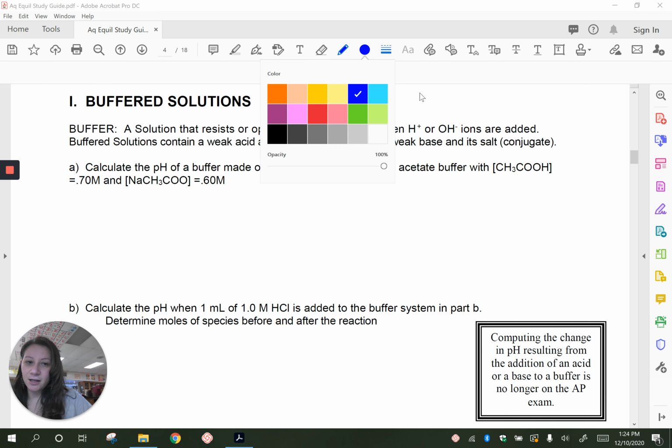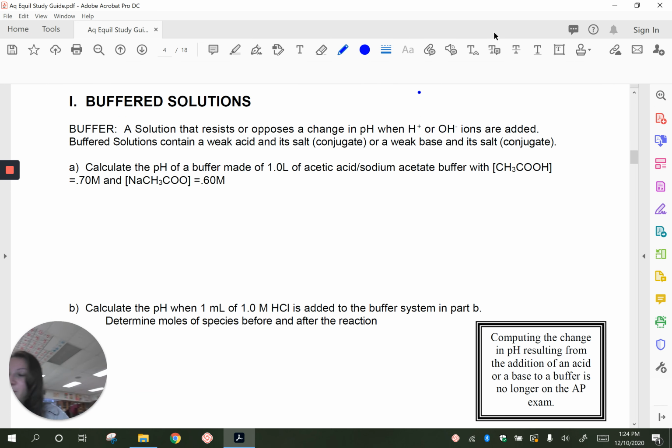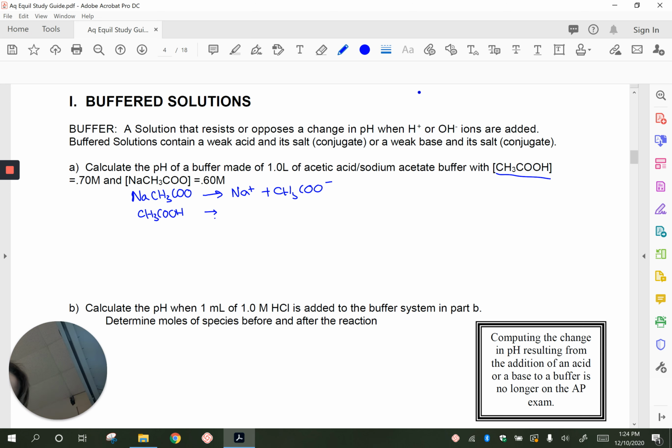And so we did that basically last time when we talked about common ion effects. So I'm going to start with my salt and write the dissociation for that. This is a soluble salt, it dissociates completely into sodium ion and acetate ion. Then I'm going to write the dissociation of my weak acid. Because that's a weak acid, it partially dissociates into H plus and acetate ion. And so the acetate ion is my common ion, where I get the common ion effect.